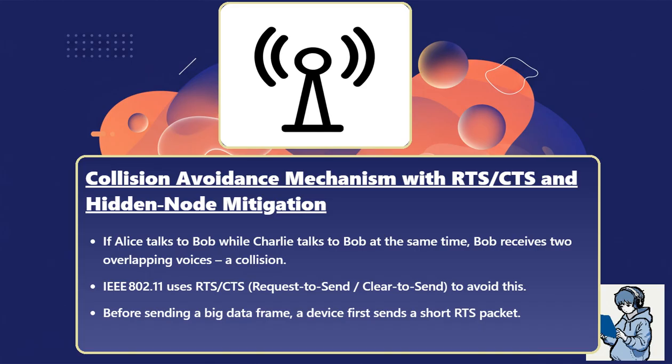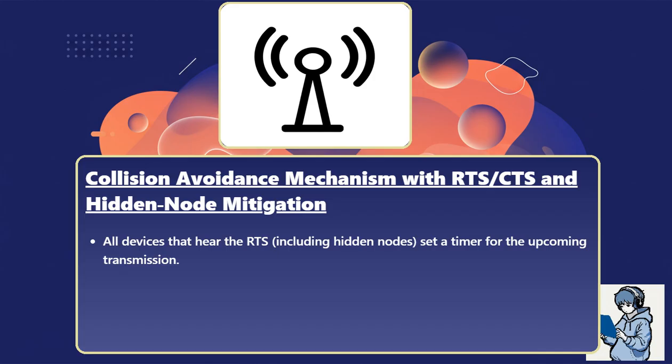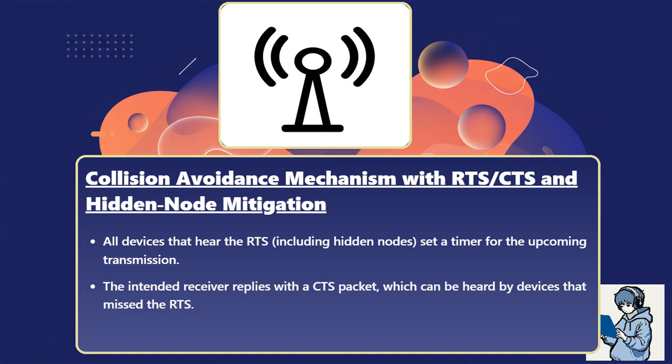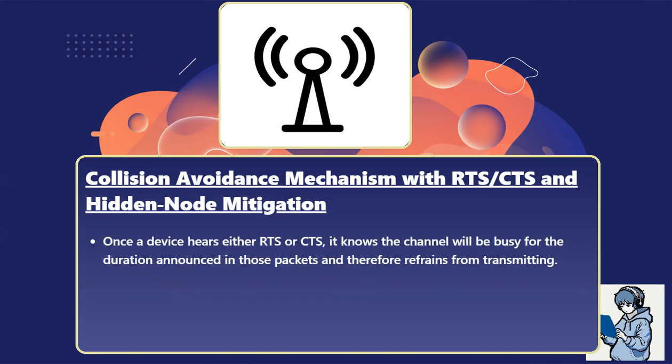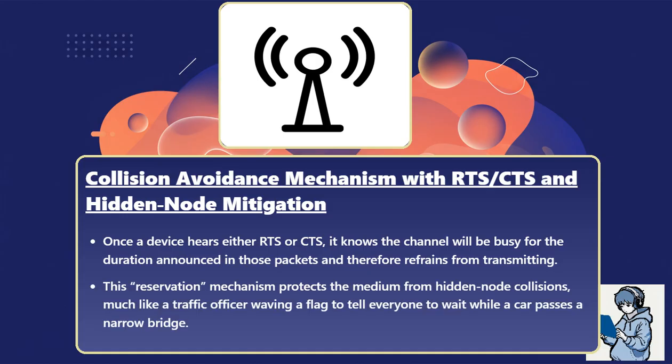Before sending a big data frame, a device first sends a short RTS packet. All devices that hear the RTS, including hidden nodes, set a timer for the upcoming transmission. The intended receiver replies with a CTS packet, which can be heard by devices that missed the RTS. Once a device hears either RTS or CTS, it knows the channel will be busy for the duration announced in those packets and therefore refrains from transmitting. This reservation mechanism protects the medium from hidden node collisions, much like a traffic officer waving a flag to tell everyone to wait while a car passes a narrow bridge.